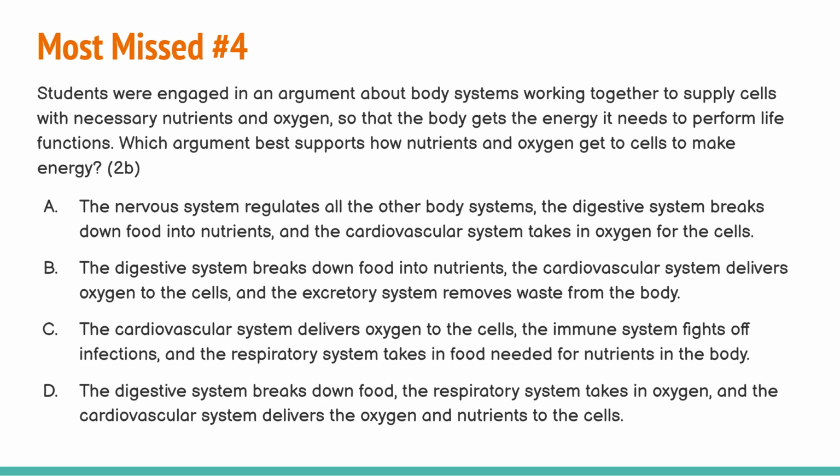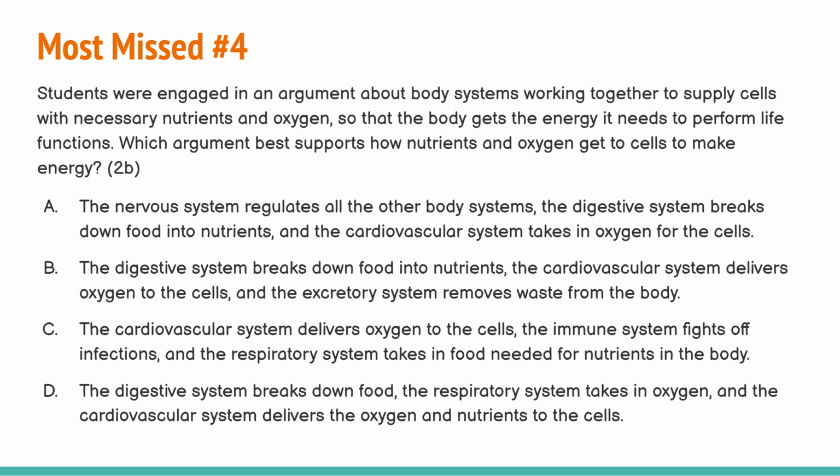First is A, the nervous system regulates all the other body systems. The digestive system breaks down food into nutrients, and the cardiovascular system takes in oxygen for the cells. Okay, this makes a little sense. Let's see the other one. The digestive system breaks down food into nutrients. The cardiovascular system delivers oxygen to the cells, and the excretory system removes waste from the body. This is not a sequence, so this doesn't make sense.